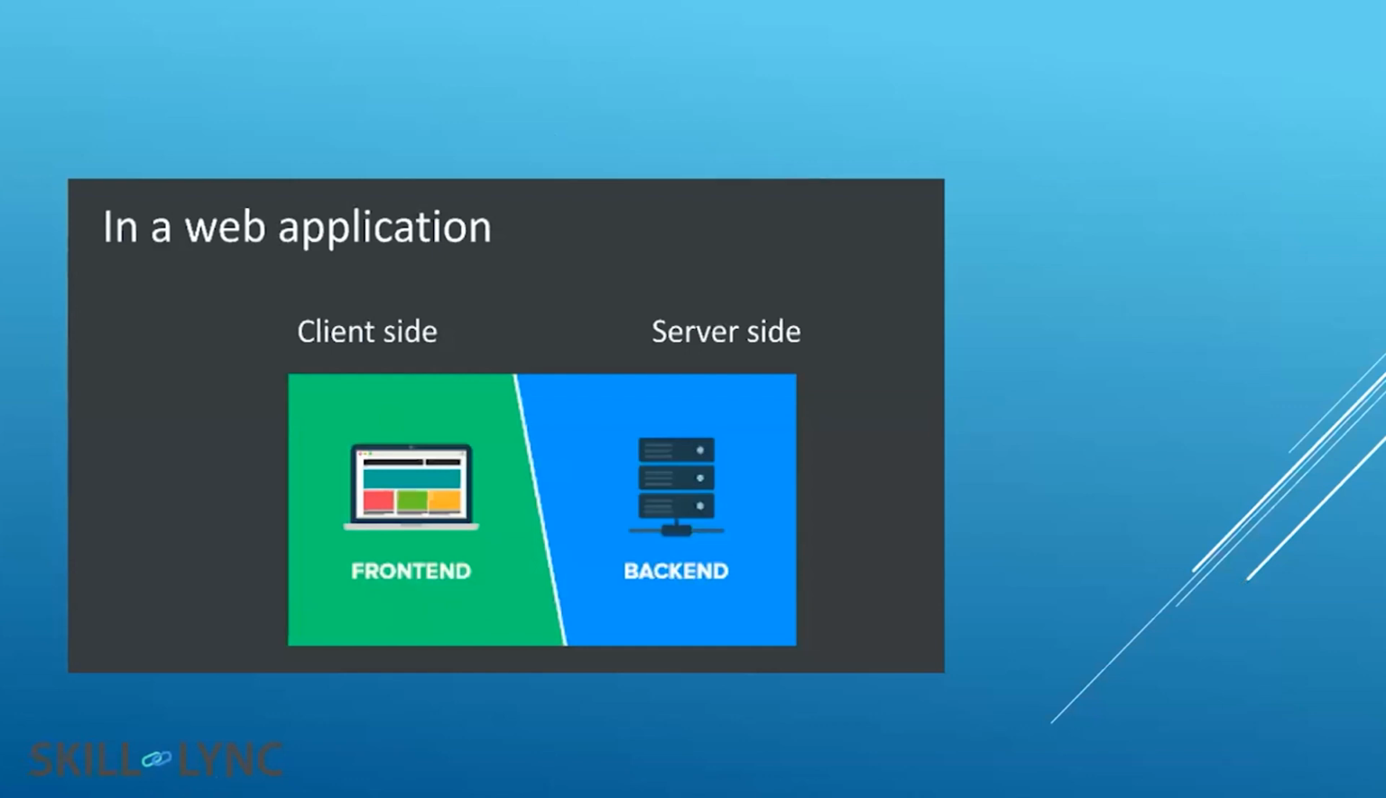What are the two sides in a web application? One is client side and another is server side. Client side is the things which you are seeing in the front end. Front end means the GUI, the screen, the user interface, how you design. That is the front end.